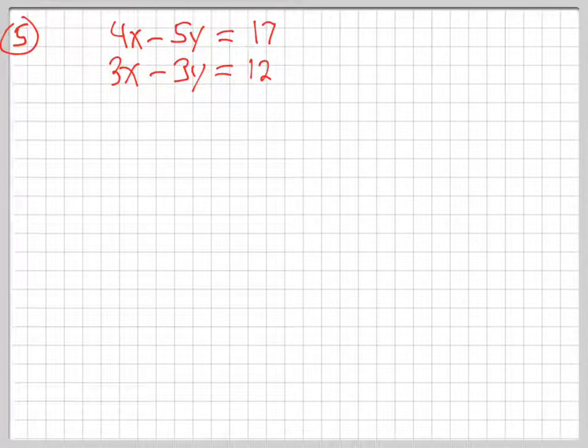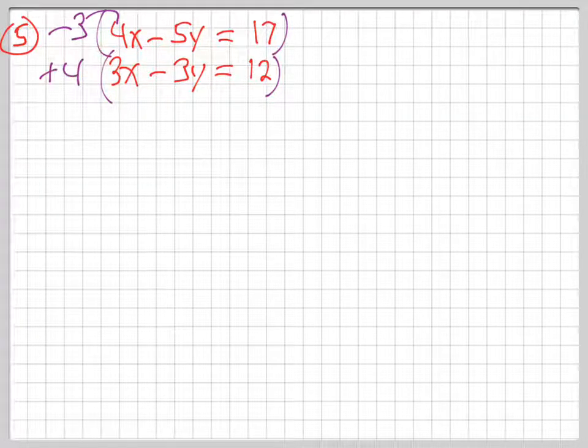In other words, let's do the x's again. I could multiply this equation by -3, because -3 times 4 will make that -12, and multiply the bottom by +4, because +4 times 3 will make that +12. So that'll do it. I'm going to make the x's opposites. I could have made the y's opposites. It doesn't matter. But this time I had to multiply both equations rather than just one of the equations like on the last problem.